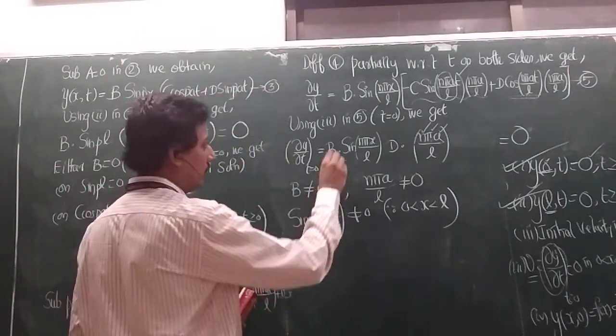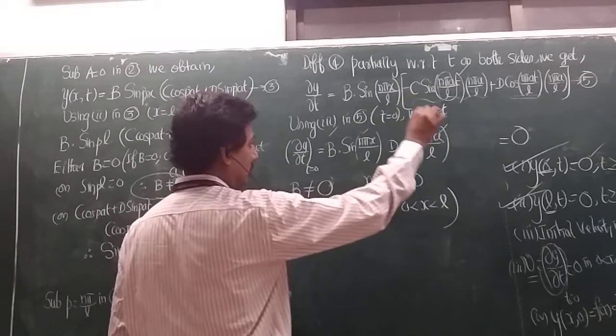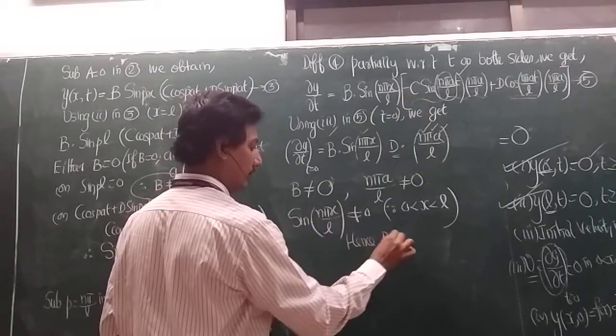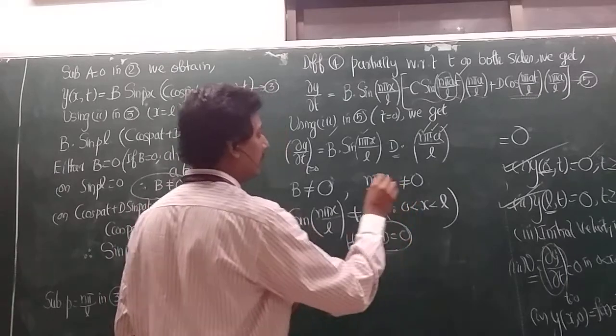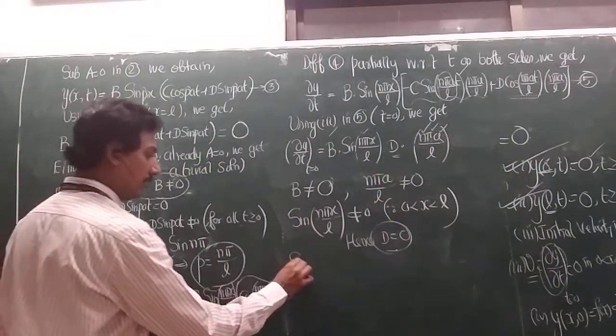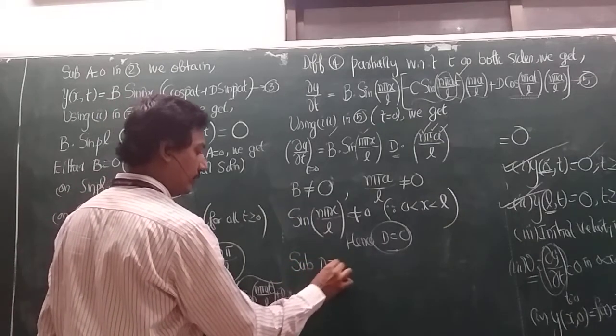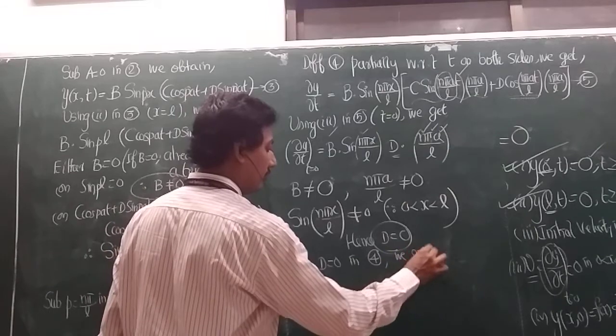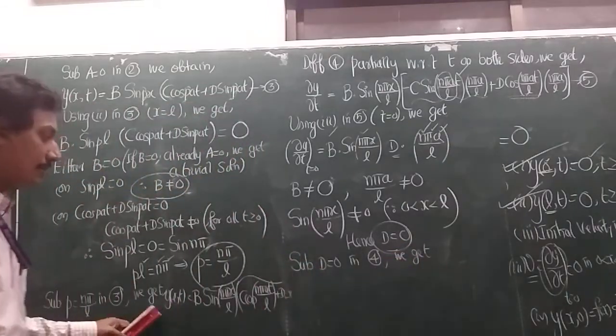So which one is 0 now? This is not equal to 0, this is not equal to 0, this is not equal to 0. So the final one is d equal to 0. Now substitute d equal to 0 in equation number 4. So substituting d equal to 0 in equation number 4, we get y of x comma t.